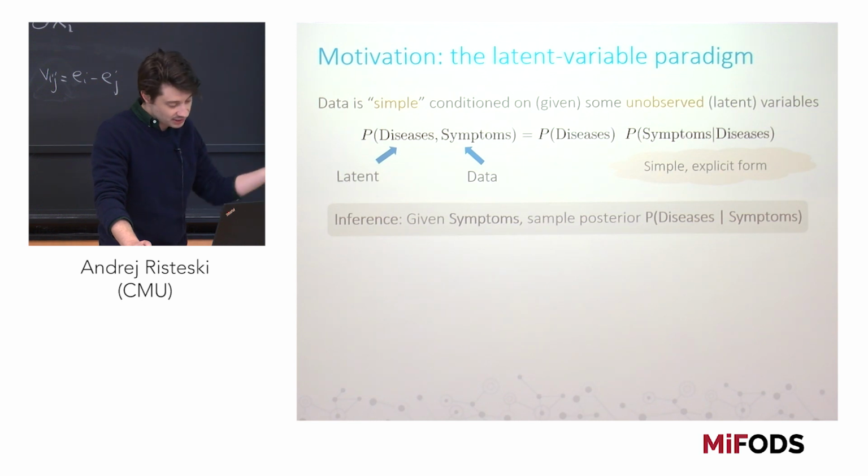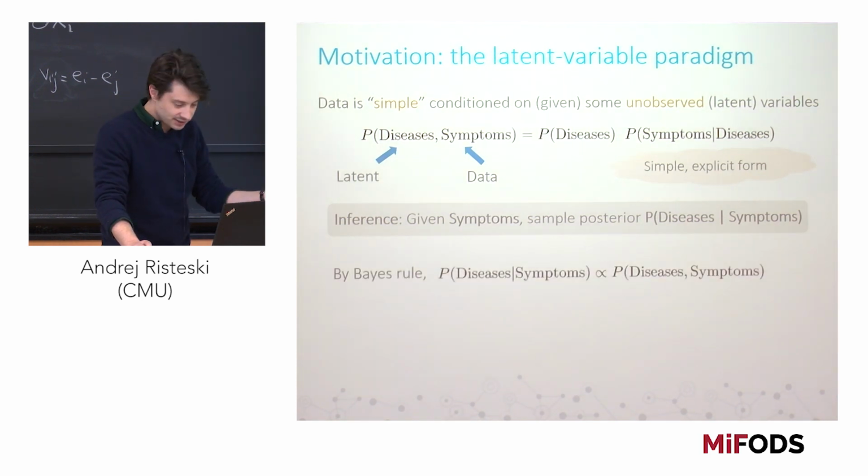So what's the inference task? It's very natural. You get a new patient. They come to you with some symptoms. You want to sample from the posterior, which would be the probability over the diseases given the symptoms that the patient is exhibiting. So wherein lies the rub? Why is this not a simple task?